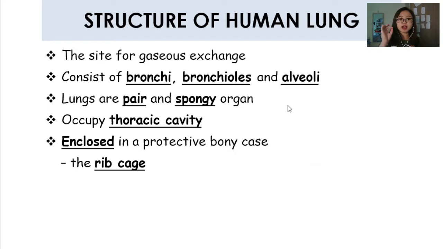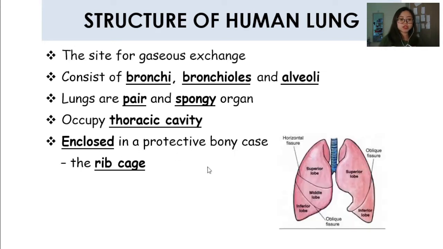Your lungs are enclosed in a protective bony case. Okay, it's a soft organ. So what protects it is your rib cage. Tulang rusuk kita menutupi dan melindungi kita punya paru-paru. So this is what your lungs look like. It's a diagram of lungs.